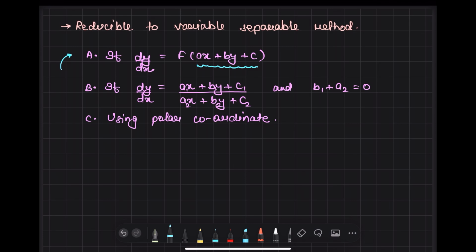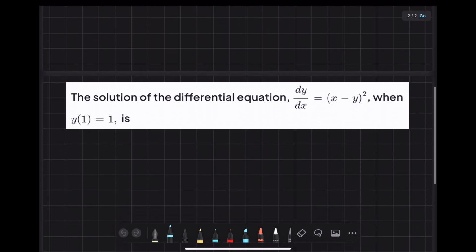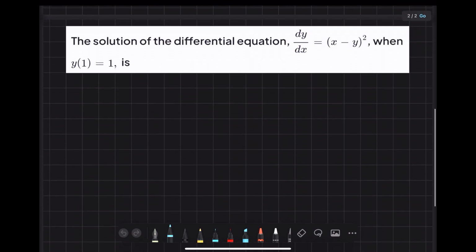So let's move on to an example for better understanding. Look here: the solution of the differential equation this. So we have to solve this differential equation. Look at how I will approach this.